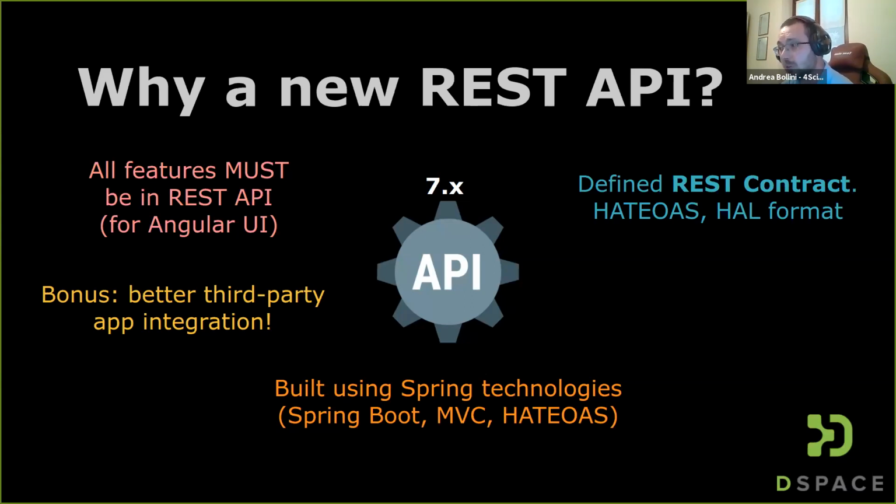But we also want to take this opportunity to make the job of the developer easier, the life of the developer easier. And we decided to implement a new REST API using the most adopted technology in the DSpace ecosystem, that is Spring. So the new REST API is rebuilt using Spring Boot, Model View Controller, and the Spring HATEOAS library. This is also to support the idea to have a very well-documented REST contract, REST API, and to follow standards and best practices.